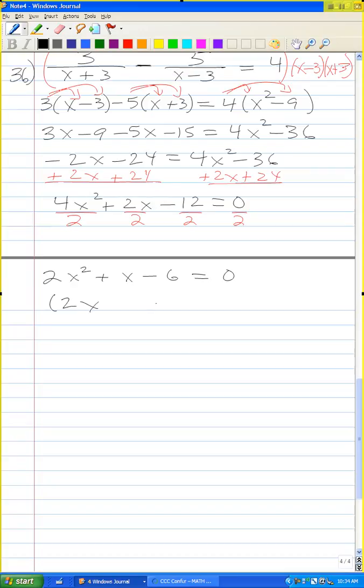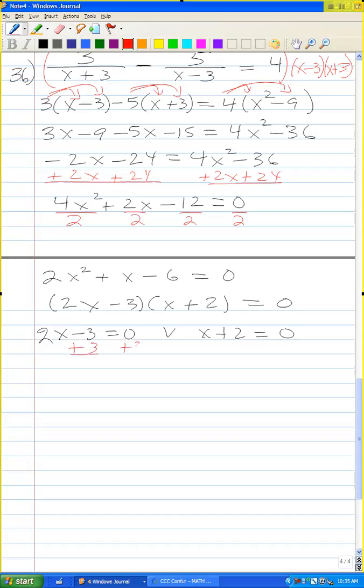And so I have 2x, x. Let's do this. So I have 2x squared plus 4x minus 3x is x, minus 6. So it factors into 2x minus 3 and x plus 2. Set each factor to 0 and solve for x.